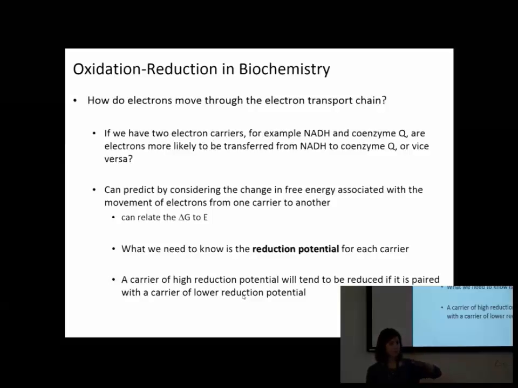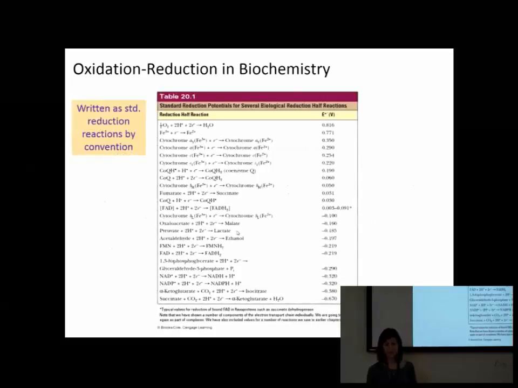And this is our table. And I believe I will give you this table or the equivalent on your exam. And you need it.